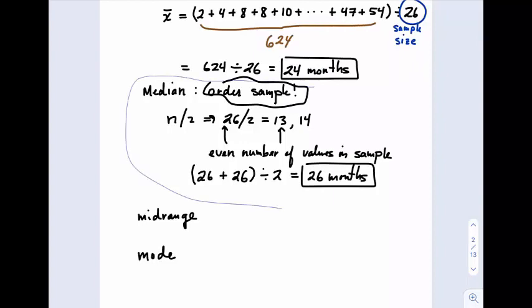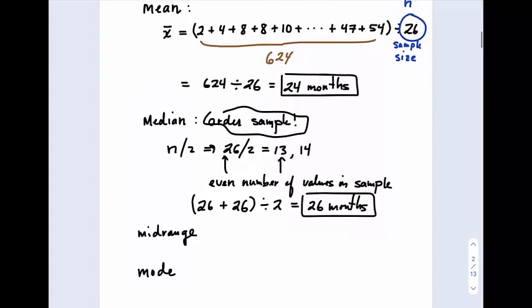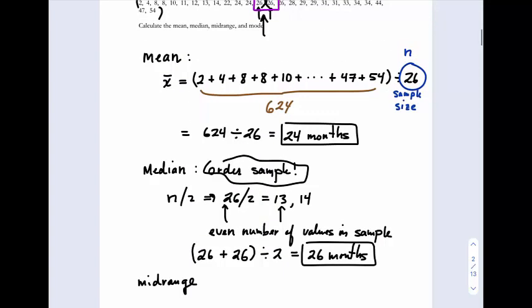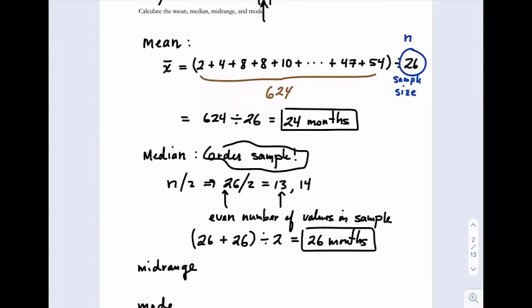In examples to come, and maybe even the homework, we'll look at what happens when you have an odd list. In a case like that, you just have to directly find the number in the middle. That's kind of like the first example I did in the introduction. All right, so we got the mean, we got the median. Let's go ahead and move on to the next two.